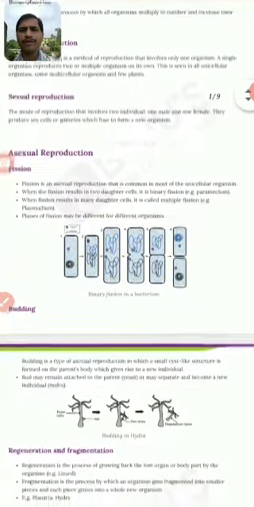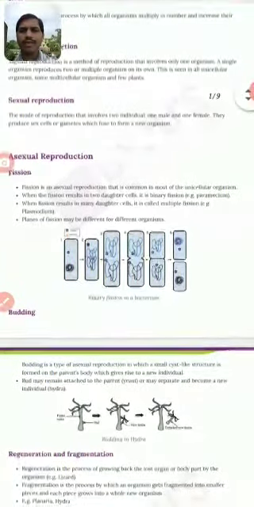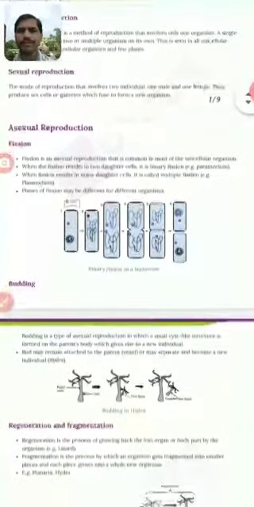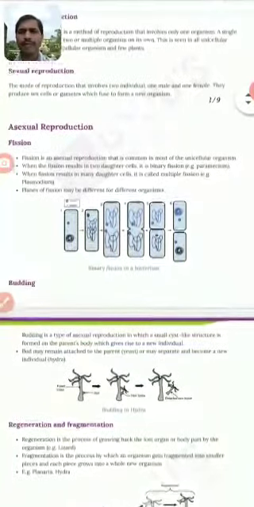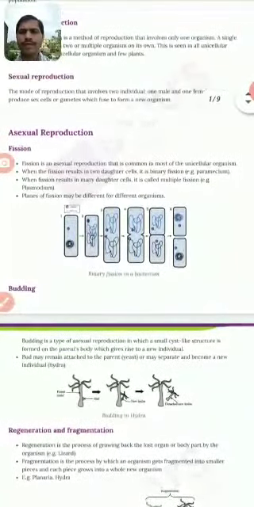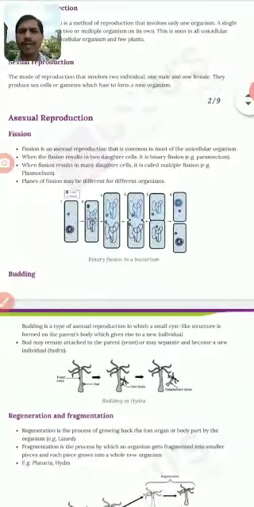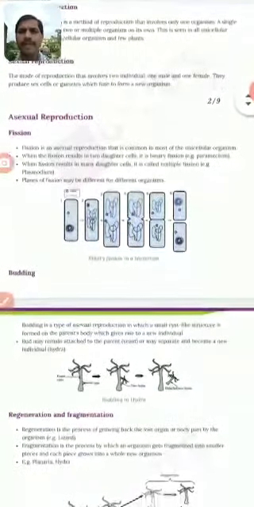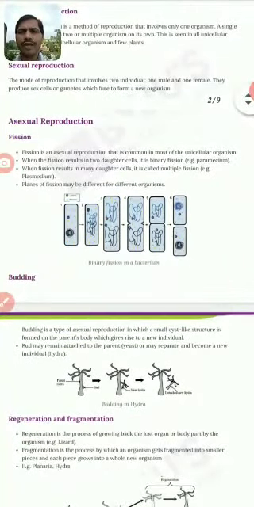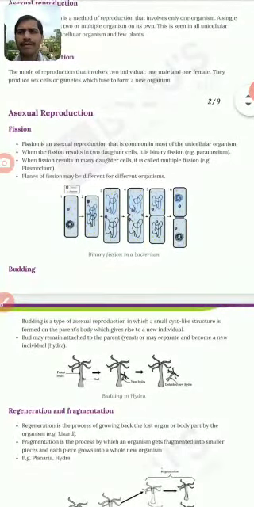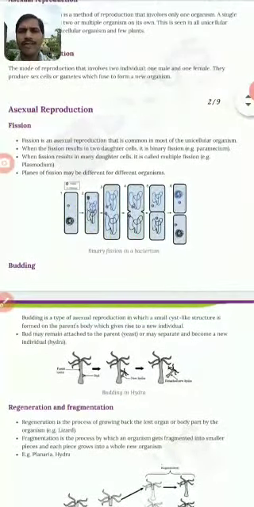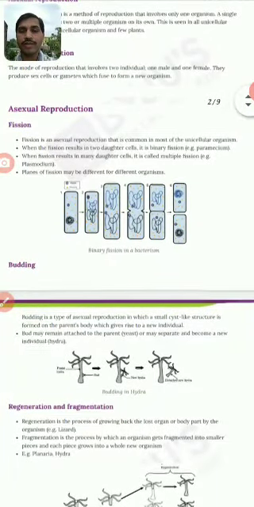The first one is fission. Below you can see a picture of binary fission in bacteria. Binary fission also takes place in amoeba. Fission is of two types, binary fission and multiple fission. In binary fission, the mother cell produces two daughter cells, whereas in multiple fission, like Plasmodium, the mother cell is able to produce as many as 1000 daughter cells.